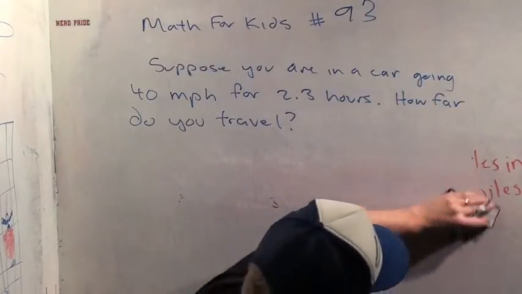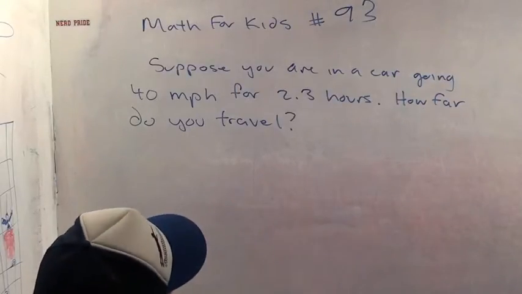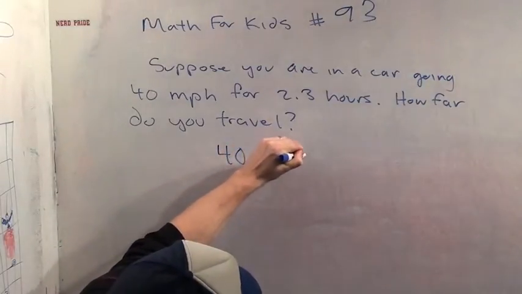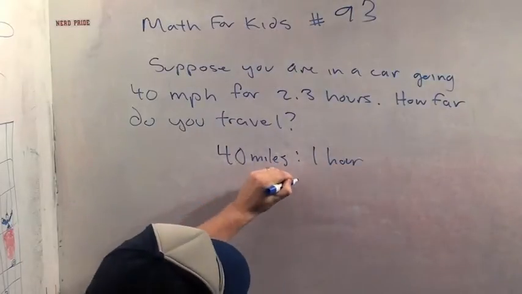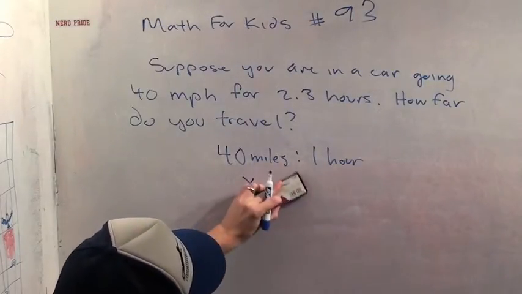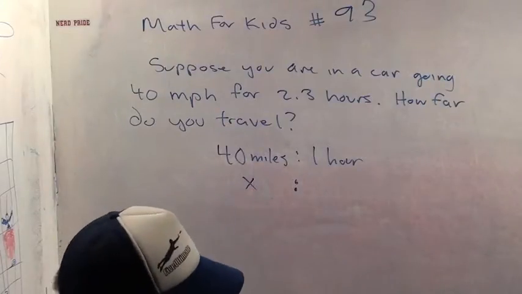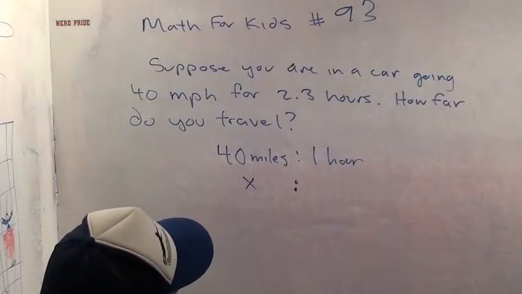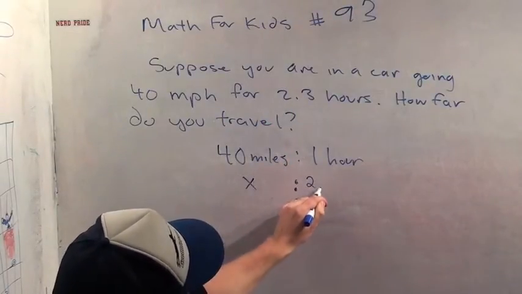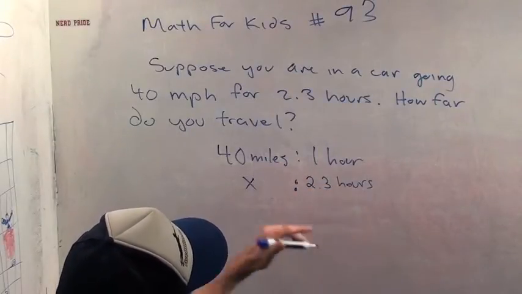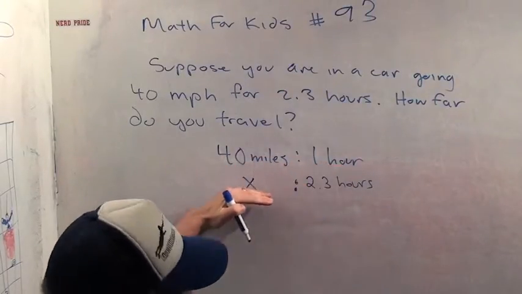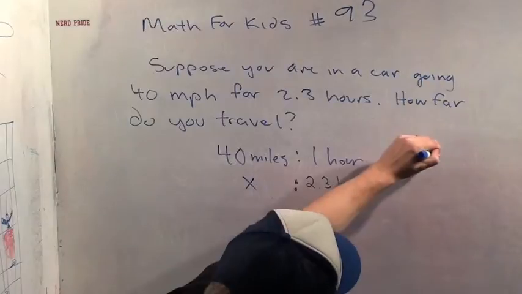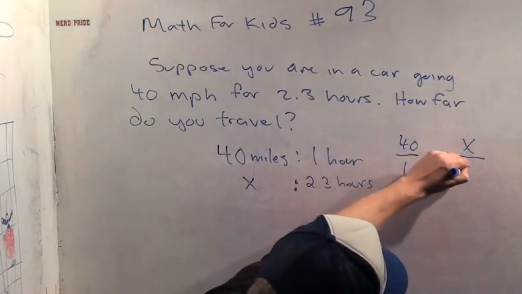So let me show you another way to think about this problem. You were right to think about it as ratios. 40 miles per 1 hour is X miles in 2.3 hours. So those ratios will be the same. 40 miles in 1 hour is X miles in 2.3 hours, right? So we say 40 over 1 equals X over 2.3.